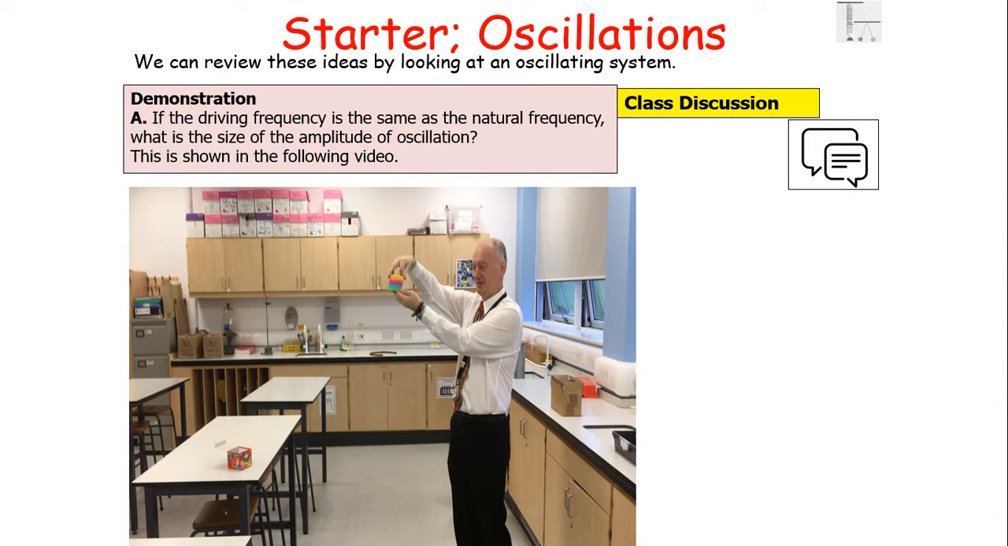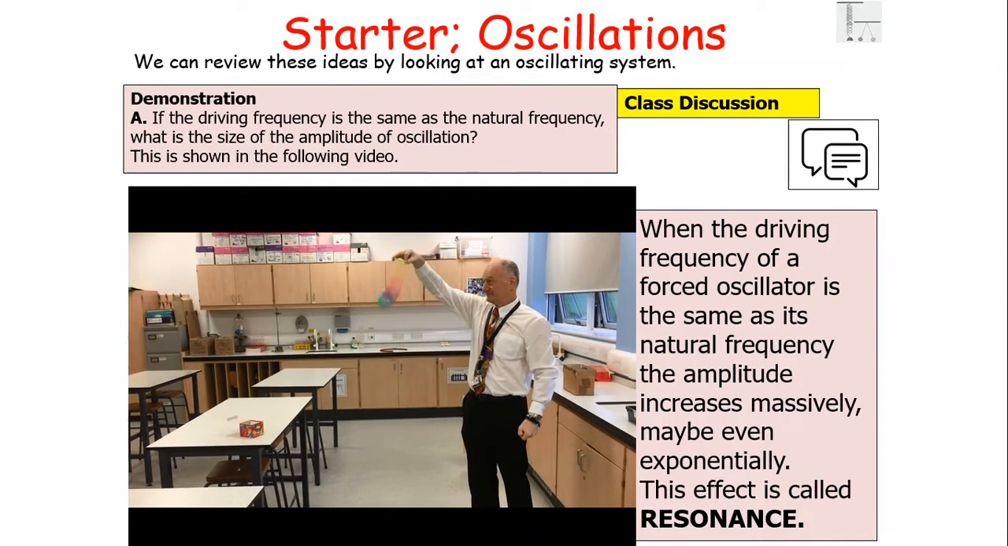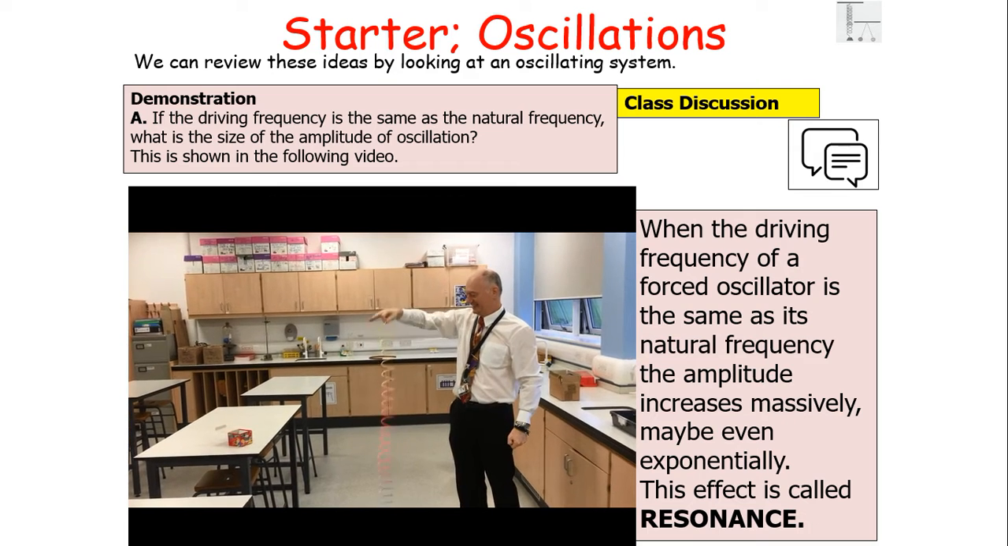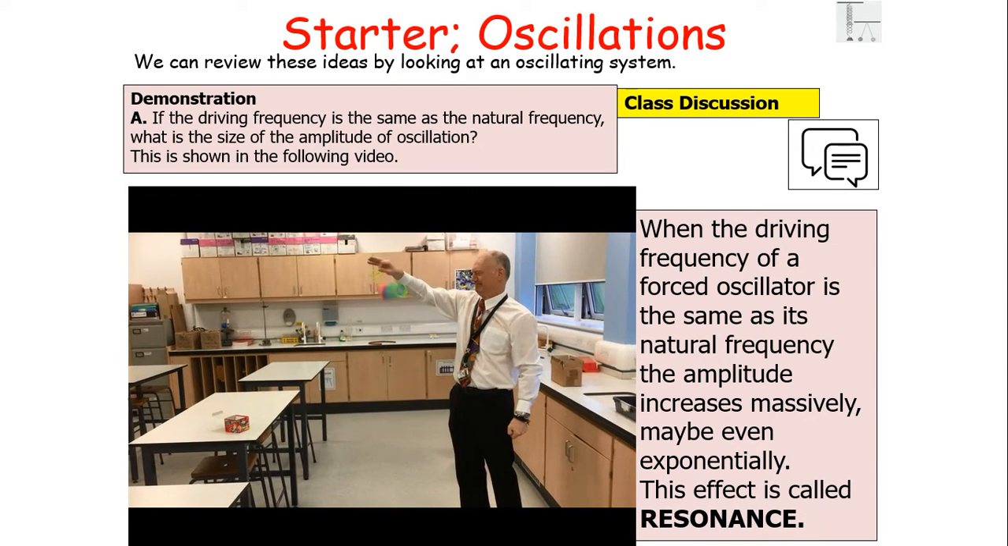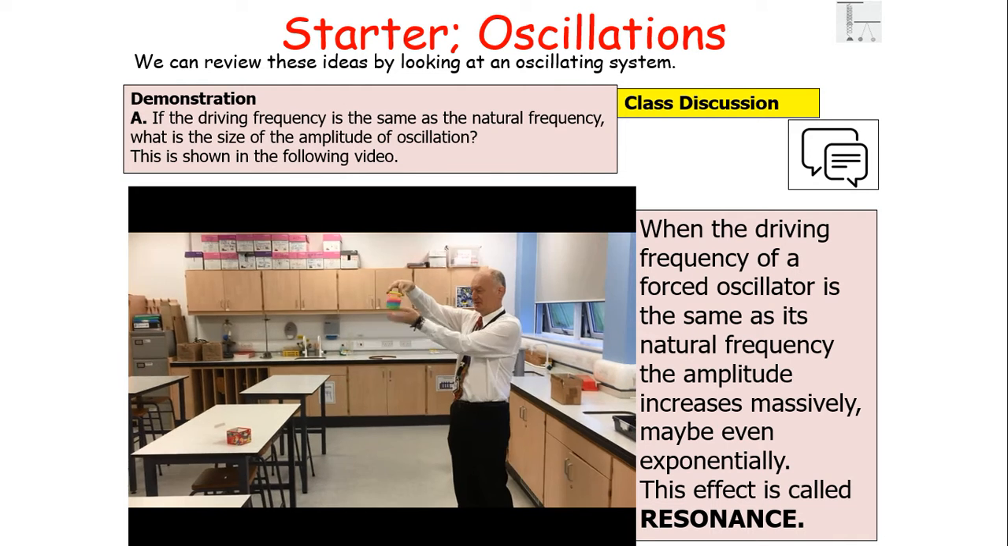But more importantly, let's look at the following situation. If the driving frequency is the same as the natural frequency, what is the size of the amplitude of oscillation? Well, in this particular example, you can see the following. When the driving frequency of a forced oscillator is the same as the natural frequency, the amplitude increases massively, maybe even exponentially. We call this effect resonance.